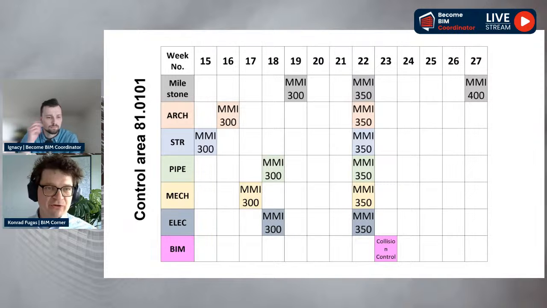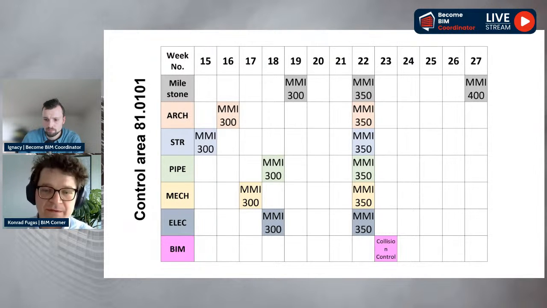As an example, we have here an interdisciplinary coordination in week 22. And all the models have to have MMI 350. And this means that only those objects with MMI 350 are controlled by the BIM coordinator. He just filters out all the other objects and clash controls the ones that have 350. So if somebody forgot about changing the status to 350, they will be excluded from the coordination from the scratch. And after implementing the remarks from the BIM coordination, the designers can change from 350 to 400, which means ready for construction.